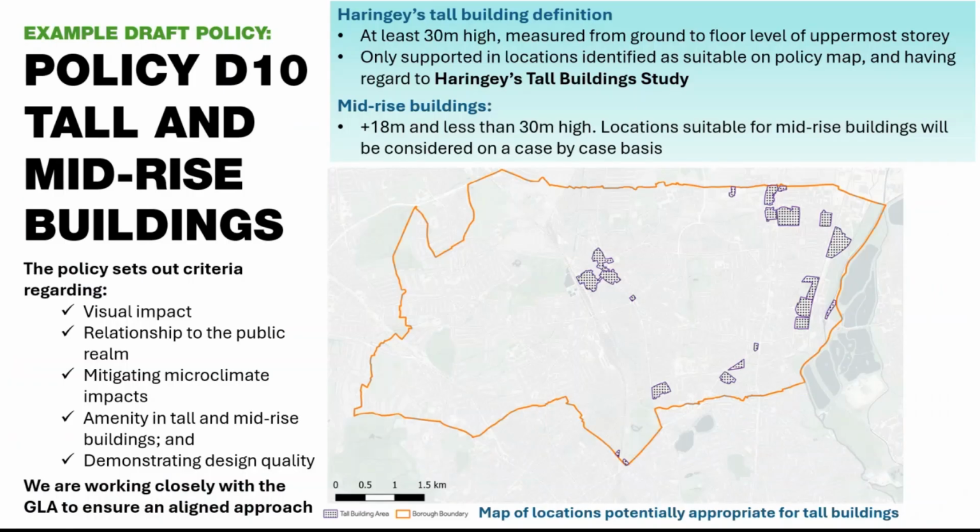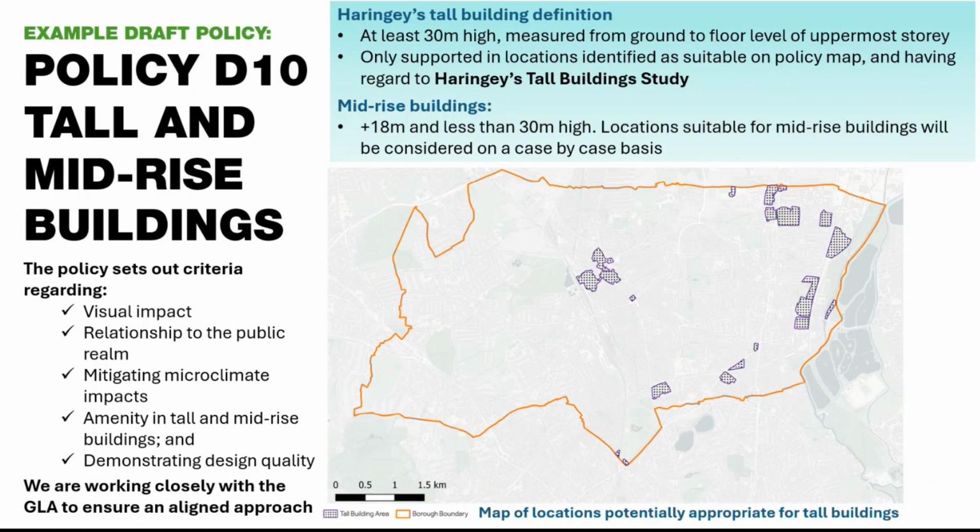So rather than going through each, I will just briefly touch on a couple of topics which might be of interest. Our policy on tall and mid-rise buildings is longer and more detailed than what we have in our current adopted plan. It aligns with the London Plan approach, and it also sets out criteria for tall buildings, including design criteria around their visual impact, and the relationship to the public realm: what should tall buildings consider when they meet the ground, and what should be provided in the public realm.